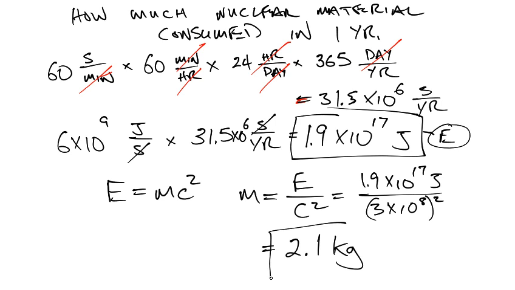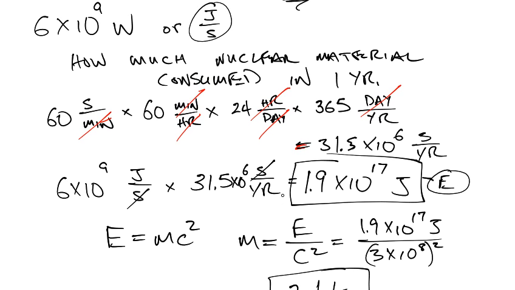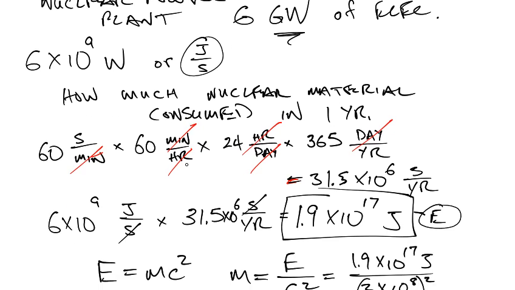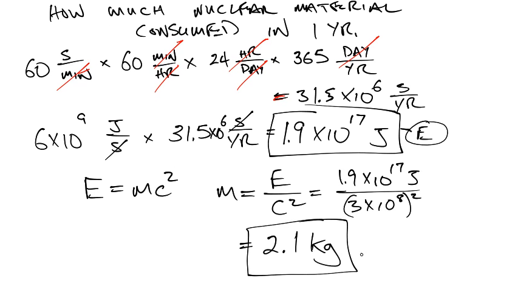Holy smokes, could you imagine that? An entire year's worth of energy from a large nuclear power plant producing 6 billion watts of power. An entire year's worth is equivalent to 2 kilograms of mass. Now, of course, please understand this is assuming 100% conversion from mass to energy, but nonetheless, that's pretty significant. That's a lot of energy from such a small amount of mass.